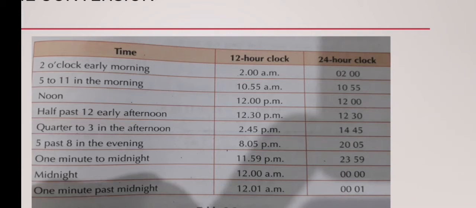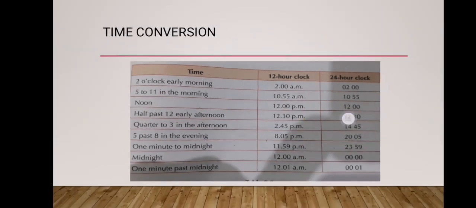Now, about noon, 12 p.m. will be the time on 12-hour clock, whereas on 24-hour clock it will be the same, 12:00. Now let's move on to an example where 8:05 in the evening on 12-hour clock is written as 8:05 p.m., whereas on 24-hour clock it is written as 20:05. When we talk about the midnight timing, on 12-hour clock it is written as 12:00 a.m. and on 24-hour clock it is written as 0000. You can also refer to the rest of the examples.